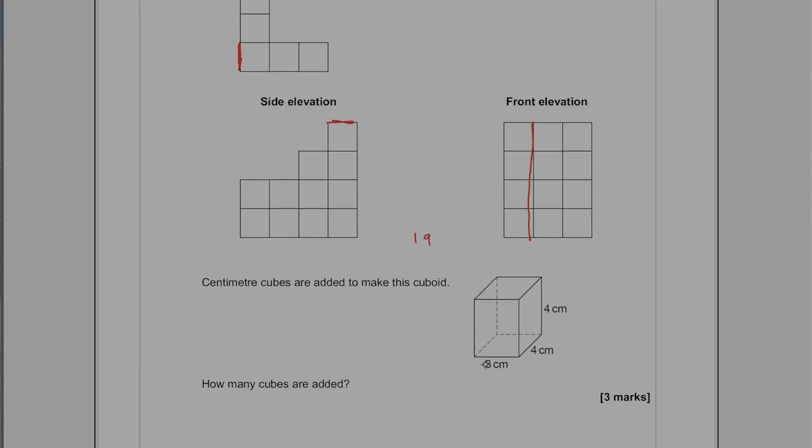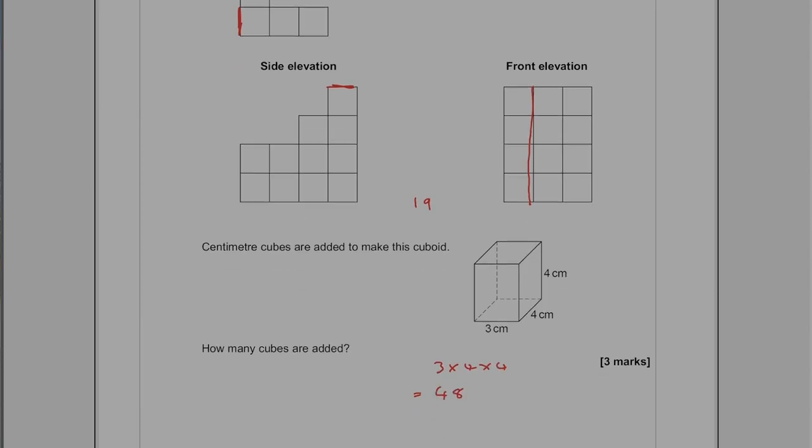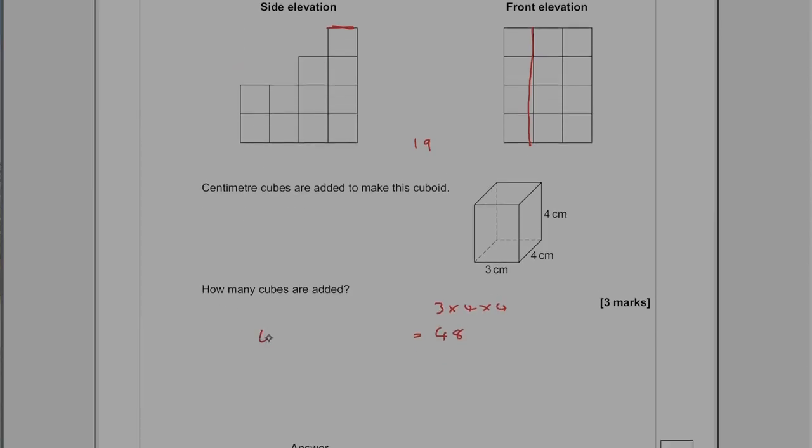We want to make it 3 by 4 by 4, so we want to use a total of 3 times 4 times 4. So we want to use a total of 16 times 3, or 12 times 4. 12 times 4 is slightly easier, so 48. So I make it that we were going to use 48 minus 19, which is going to give us 29.